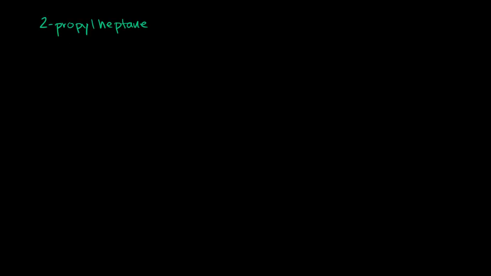So when you see something like this, the way we drew it was actually correct. It just wouldn't be called 2-propylheptane. So you say heptane. That is a 7-carbon alkane, no double bond. So 1, 2, 3, 4, 5, 6, 7. And then on the second carbon, we have a propyl group. Propyl, that is 3 carbons. So on the second carbon, we have a propyl group. That's 3 carbons. So that is 1, 2, 3.